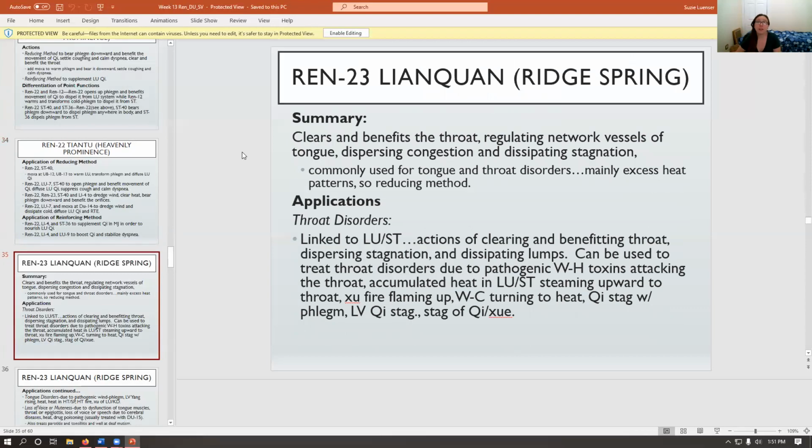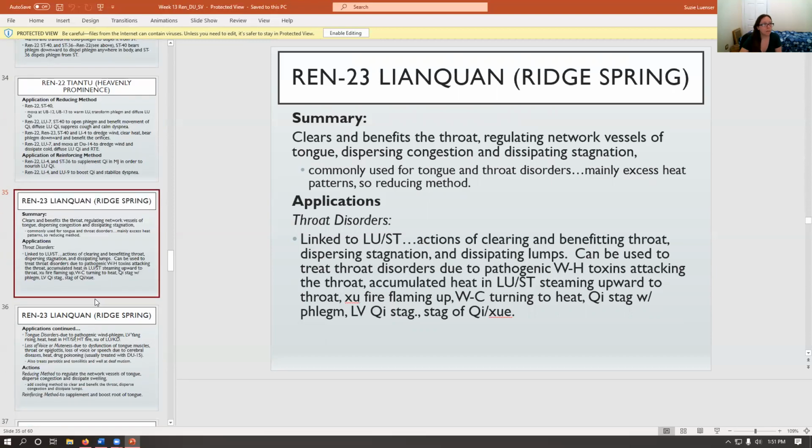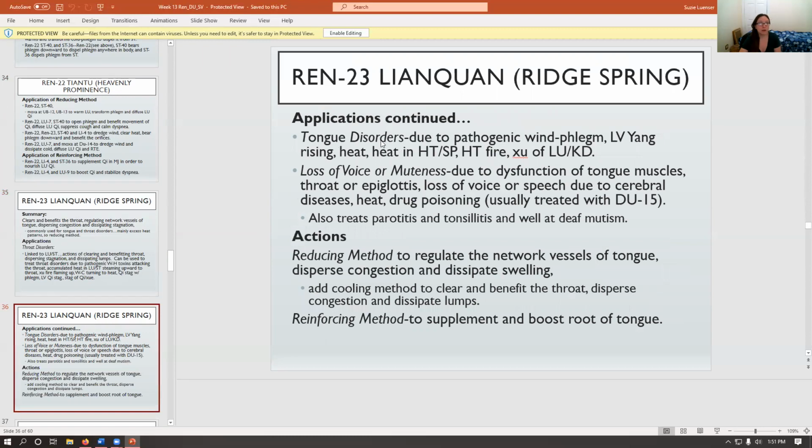Next up is Ren 23. So Ren 23 is another local point, really more of a branch point used to treat throat disorders. Oh, and it's also an important point in the treatment of tongue disorders. So that separates it from Ren 22. We can actually use it to treat loss of voice or muteness when it has to do with dysfunction of the tongue muscles or of the throat or the epiglottis. Also loss of voice or speech due to cerebral diseases, heat or drug poisoning, although that's usually treated with Du Pt1.